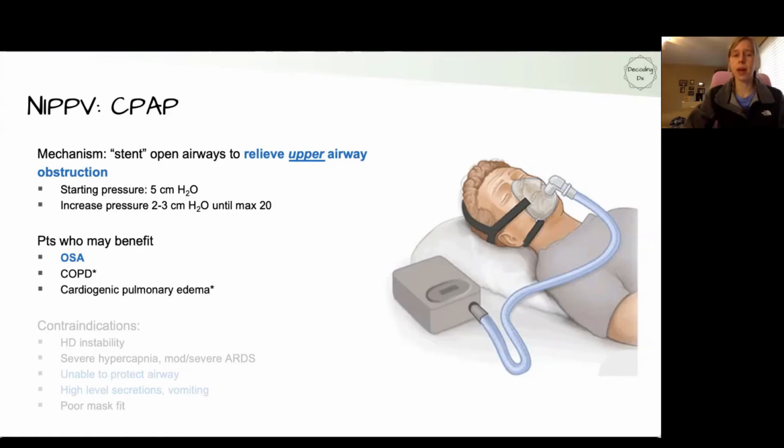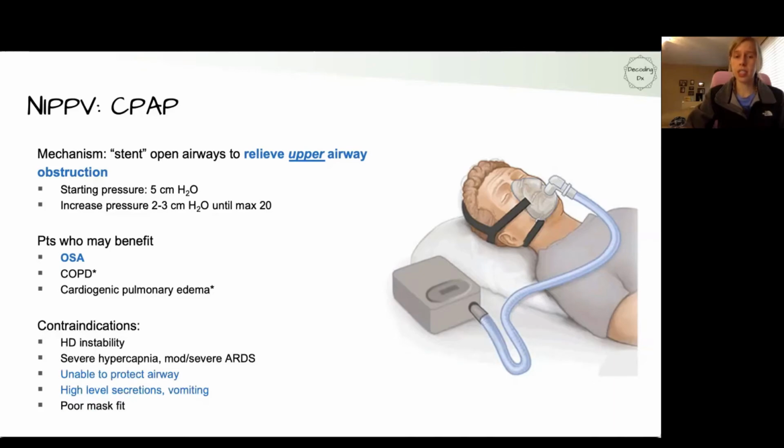The patients who benefit from CPAP most commonly have obstructive sleep apnea, and it sometimes can be used to help relieve obstruction in COPD and pulmonary edema. But again, in these settings, you're not actually fixing the underlying cause of the COPD or the pulmonary edema. You're just helping to relieve an upper airway obstruction component to their difficulty breathing.